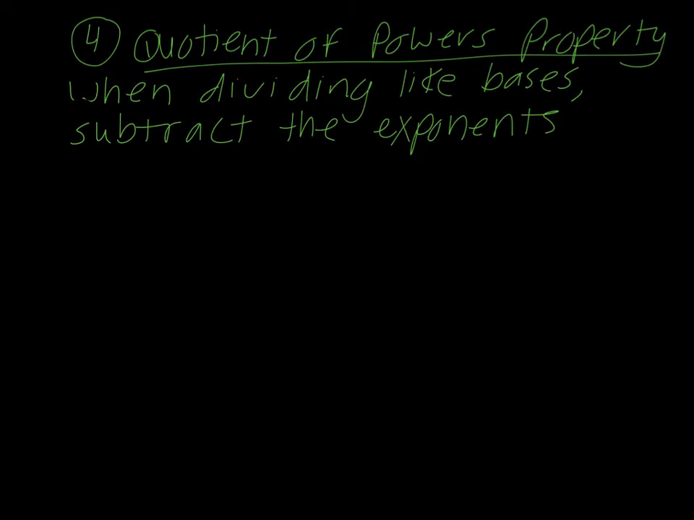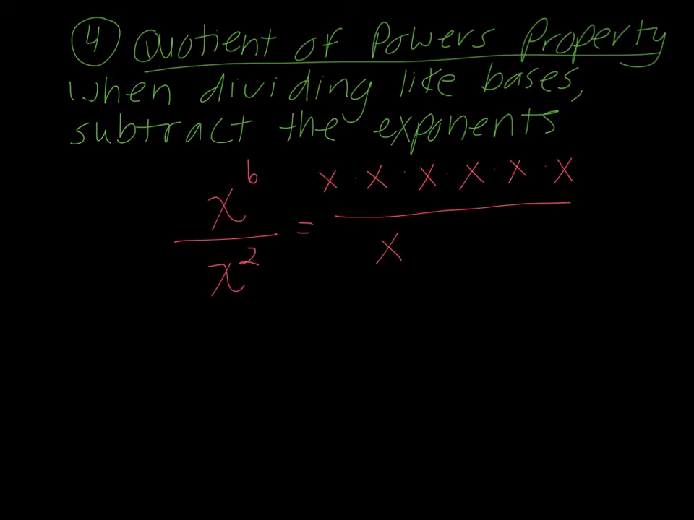Alrighty, this is where those of you who were in class yesterday and got the product of powers property should be jumping on in. When dividing like bases, we're going to subtract the exponents. So, for example, if I have x to the 6th divided by x to the 2nd, this is similar to saying x times x times x times x times x times x, x times itself 6 times divided by x times itself twice.